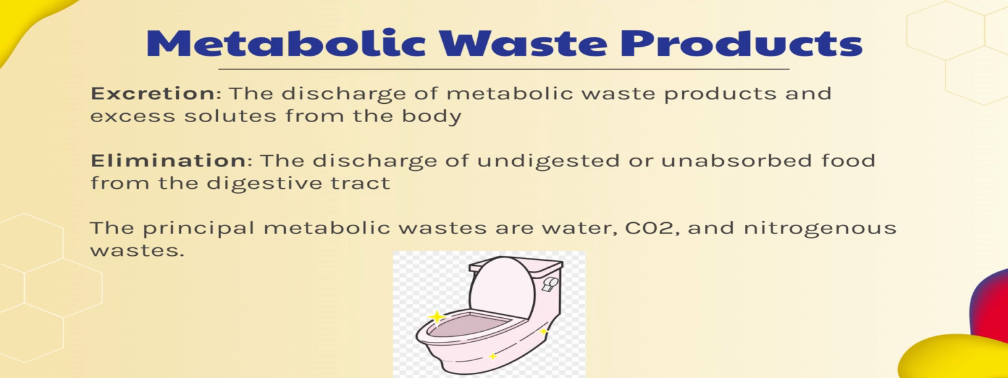Nitrogen wastes contain nitrogen. Amino acids and nucleic acids, so DNA and RNA, contain nitrogen. When amino acids are broken down in the liver, the nitrogen-containing amino group is removed. The amino group is chemically converted to ammonia, which is then converted to urea. Uric acid is formed from the breakdown of nucleic acids. Urea and uric acid are transported from the liver to the kidneys by the circulatory system.